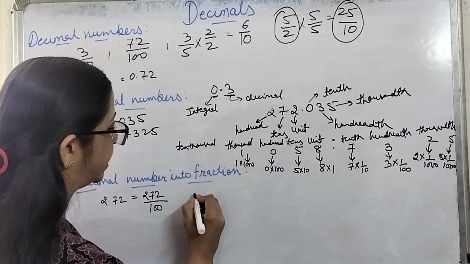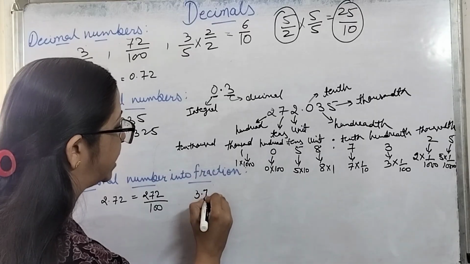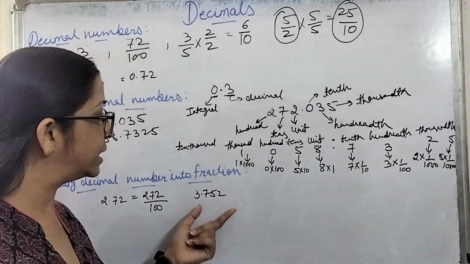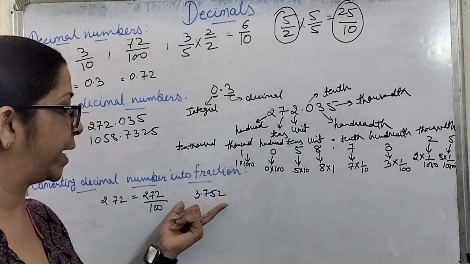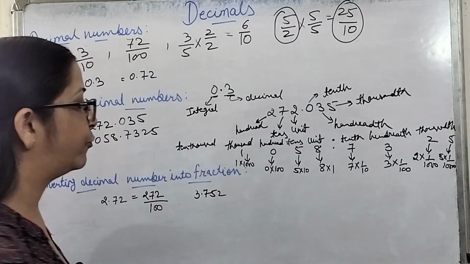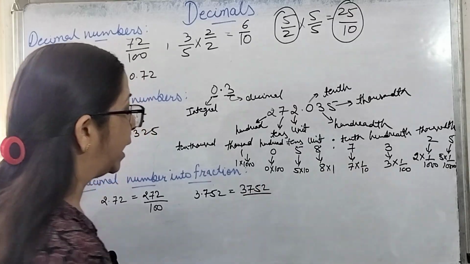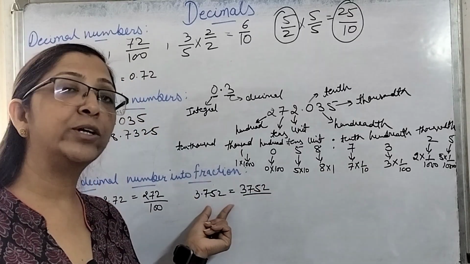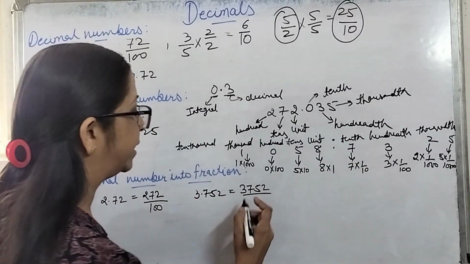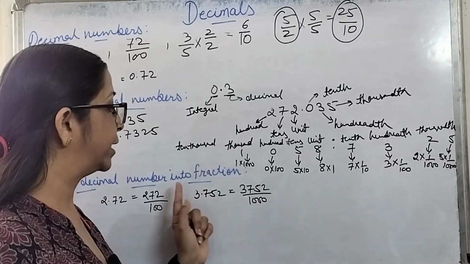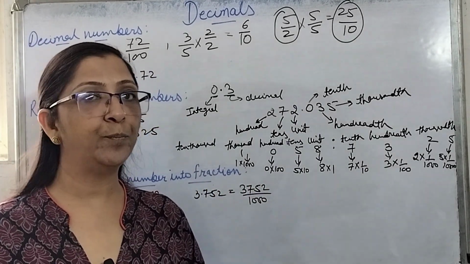Suppose your number is, say, 3.752. When we convert this decimal number into a fraction, we remove the decimal from the numerator. The numerator will become 3752, and because after the decimal there are 3 digits, in the denominator after 1 we will be taking 3 zeros. This is how we can convert a decimal number into a fraction.